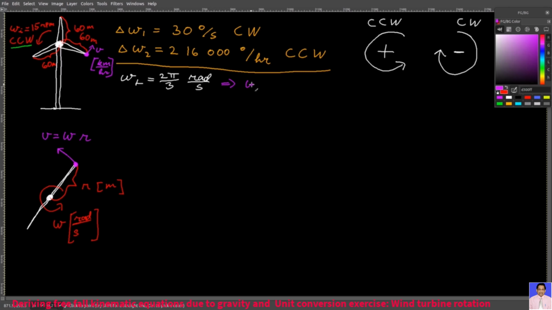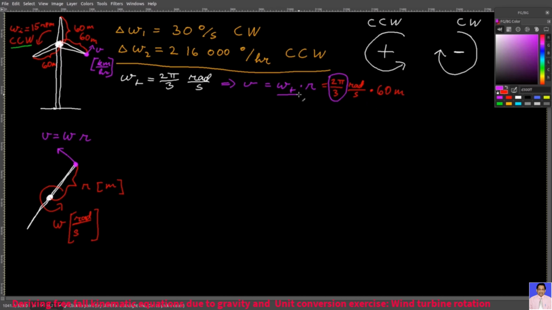Therefore, the tangential velocity at the tip will be omega f times r, where r means radius. In this context, the radius is 60 meters. So you can imagine that when your turbine is rotating, this 60 meters that you see is your r, the radius of this circle. And so that means your v is 2 pi over 3 radians per second times 60 meters.